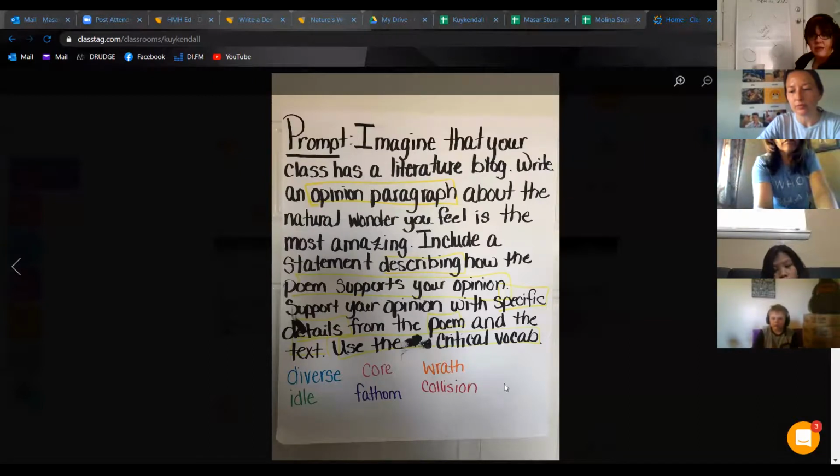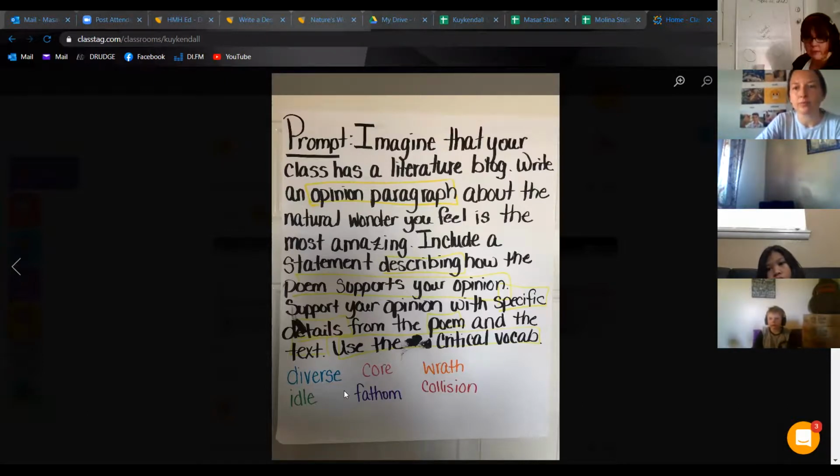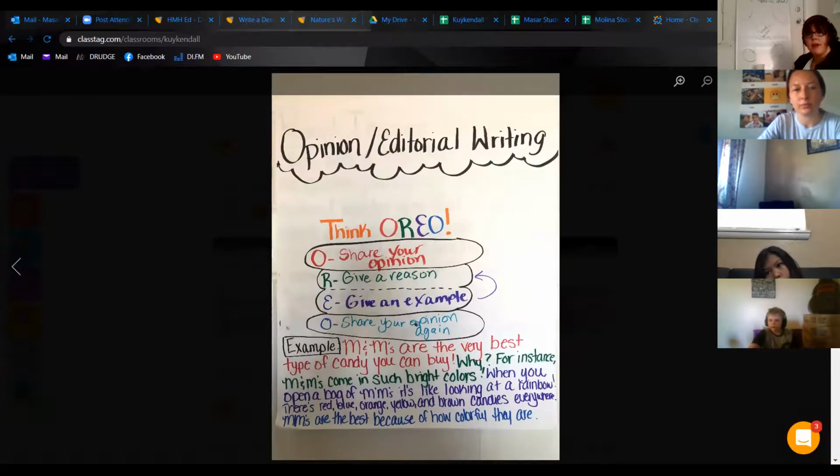And just a reminder, I have to see these vocabulary words in your paragraph. When I read it, I'm going to be looking for them. Ms. Kuykendall went over them yesterday. If you need to, you can go onto ClassTag and watch the video of her going over those words, or you can look them up in a dictionary. Yesterday, we also talked about what opinion writing was, which I told you guys that when you're older, that's going to be called editorial writing.